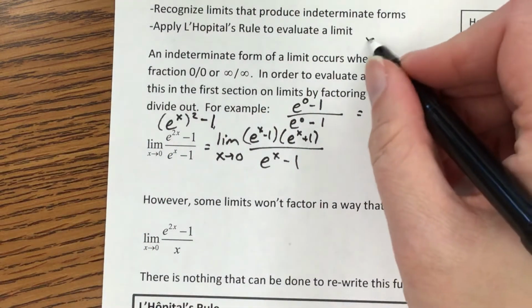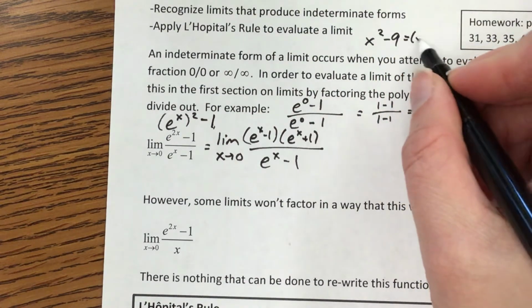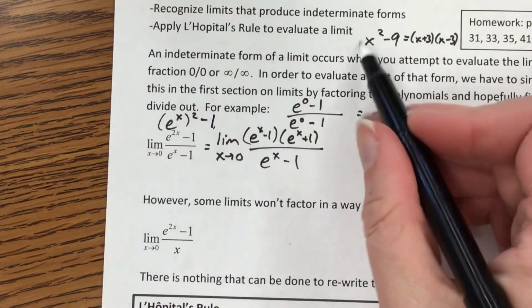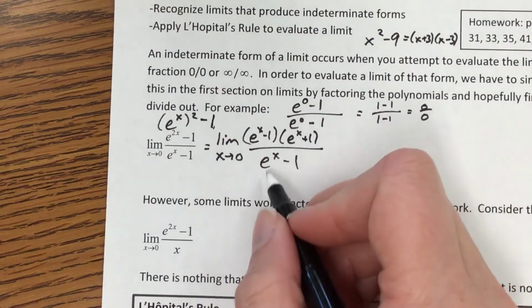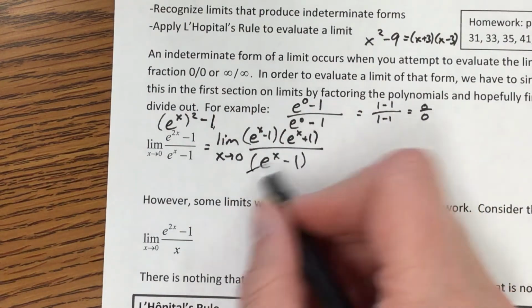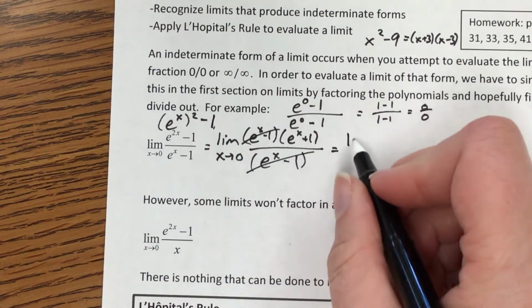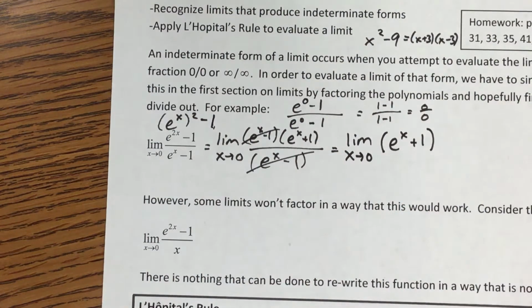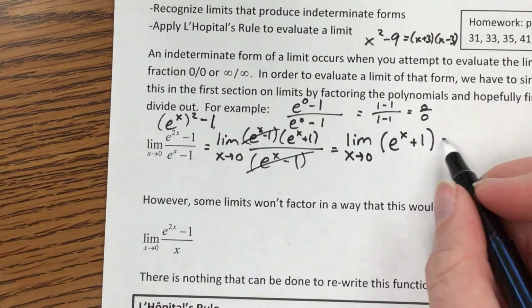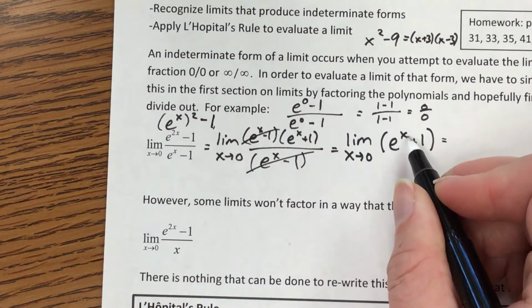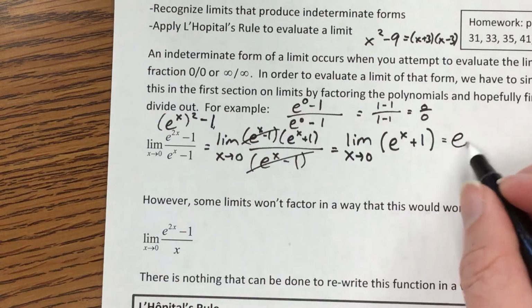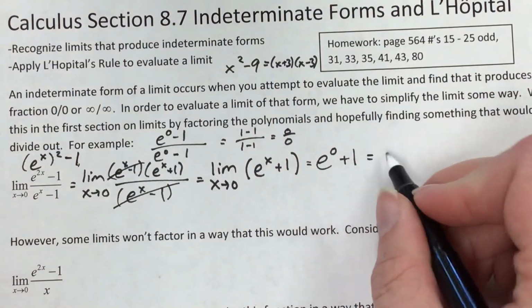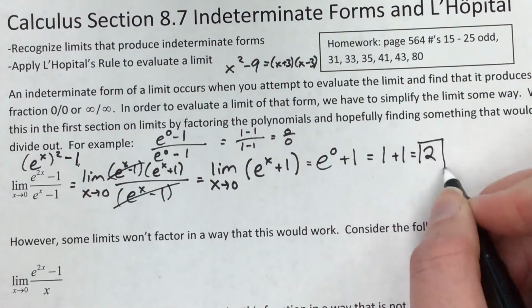It's kind of like doing x squared minus 9 equals x plus 3 times x minus 3. It's that same kind of a deal, but it's e to the x instead of that x. All right. e to the x minus 1 and e to the x minus 1, boom, cancel each other out. And we're left with the limit as x approaches 0 of e to the x plus 1. Now we can plug in 0. And since we're plugging in 0, all the x's disappear, which means our limit can go away. So this equals e to the 0 plus 1. Anything to the 0 power is 1, so this is 1 plus 1, which equals 2.